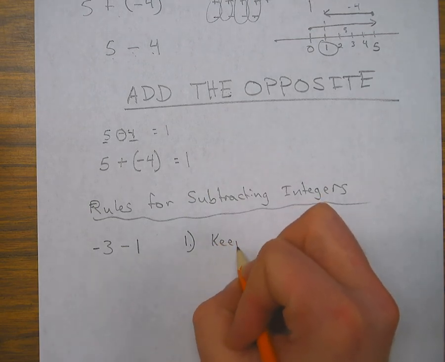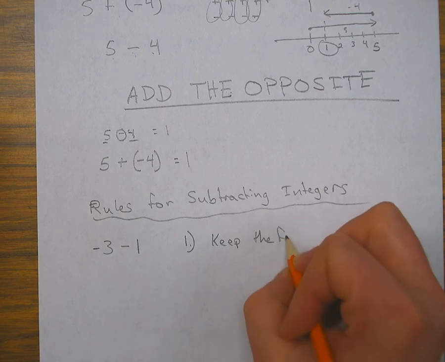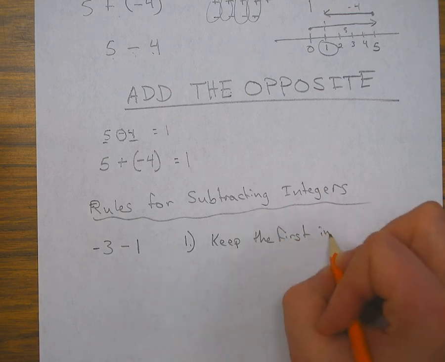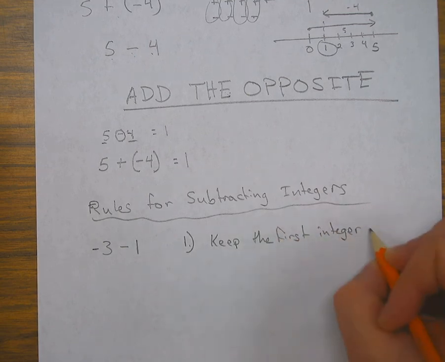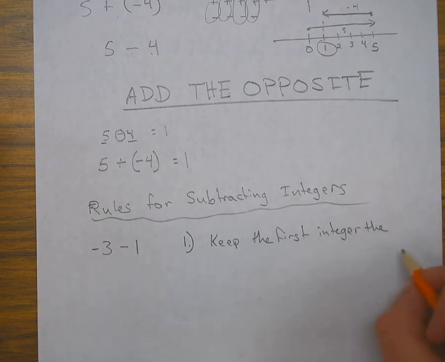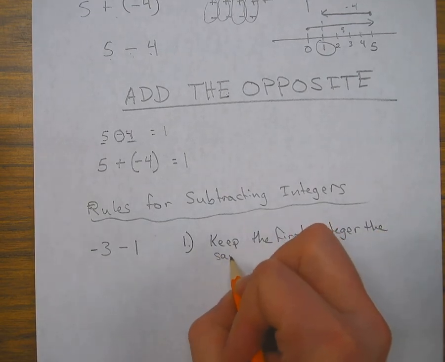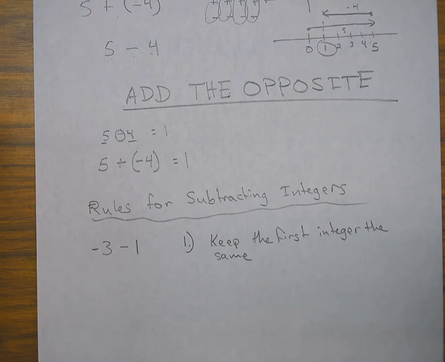So that's my example. So rule number 1 is keep the first integer the same. Okay, so I don't do anything. Nothing happens. I just keep this one the same.